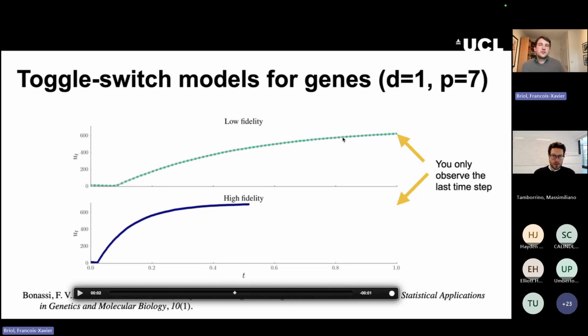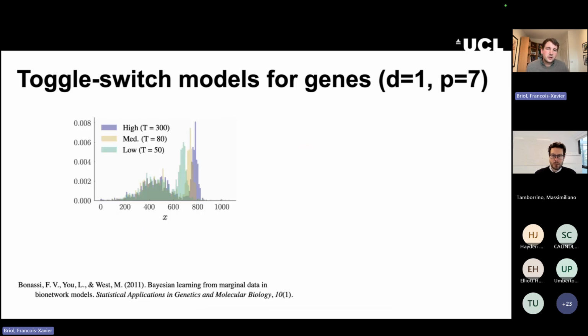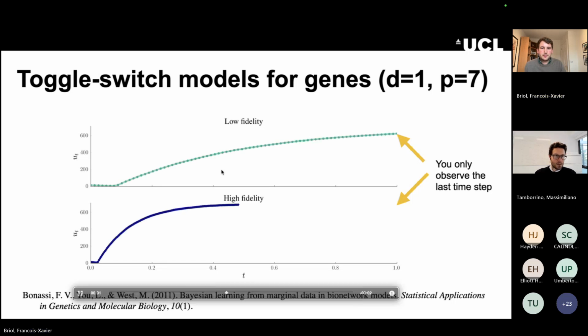You can either take it to not be that large, which is what's happening at the top. And that's what I'm using as my low fidelity. Or I could take it to be much larger, which is what's happening at the bottom. And you can tell that it takes a lot longer to get a full simulation of this simulator. So in this example, we use the version of the model where you only observe what happens for one of the genes at the end of the time interval. And there's 7 parameters to fit, but the observation is only one-dimensional. And so you can see there's low fidelity versus high fidelity. Okay.